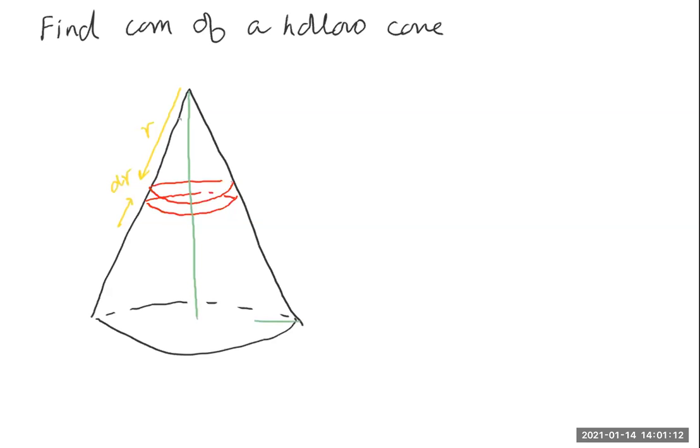So if this angle is theta and this is r, then what will be the radius of this circle? What will be the radius of the circle? So sine theta is equal to radius of the circle divided by r, so radius is equal to r sine theta.